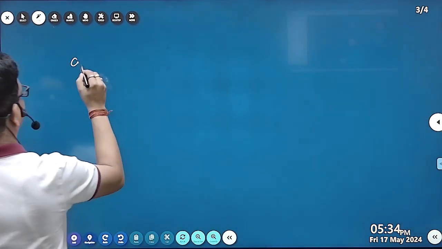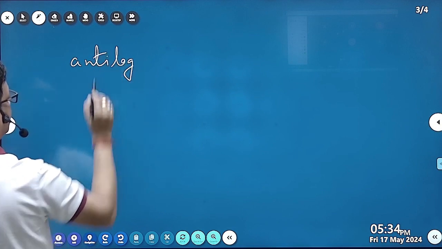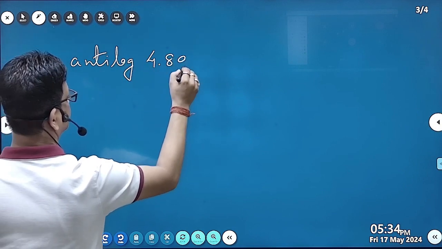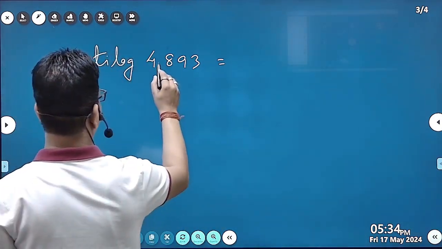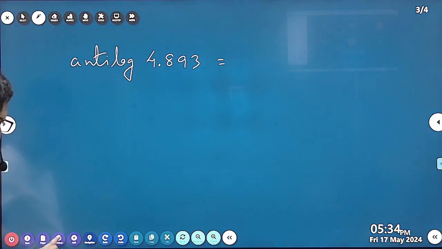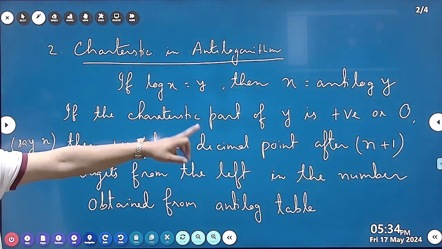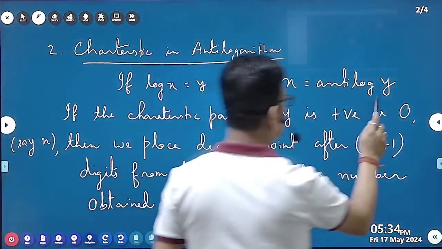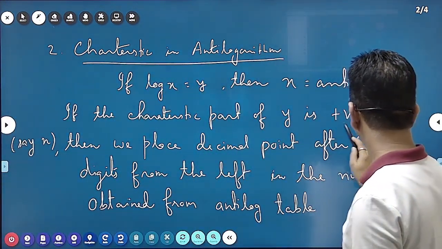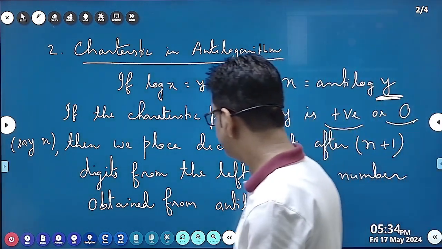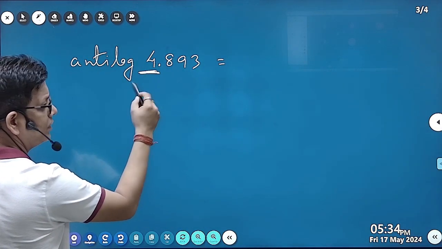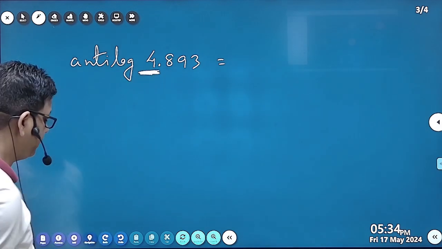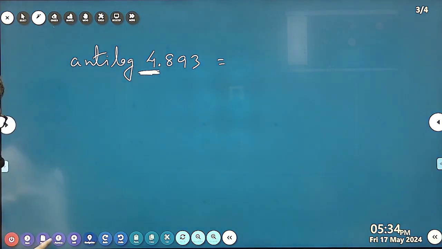Now let's try antilog of, suppose, 4.8. This one we need to find out. 4 digits. If more than 4 digits, you will round it off. Is it okay? Let's start. Now antilog of this you have to find out. The rule says if the characteristic part of y is 0 or positive, then look at this. Which number had I given? 4. So this is the characteristic part. Is it positive or more than 0? Yes or no? More than 0. Less than 0 will not come because we will get all positive numbers here.